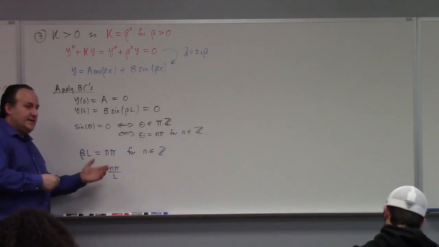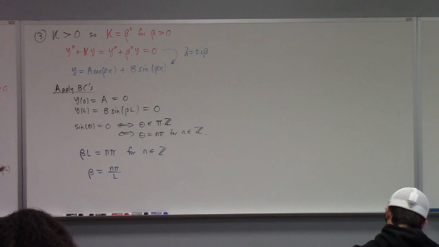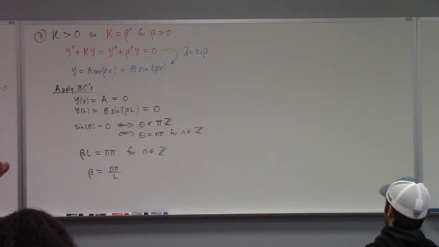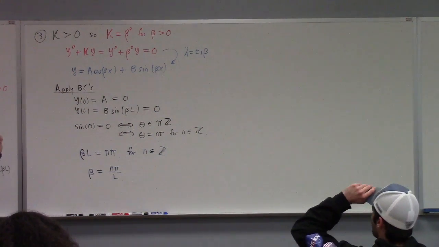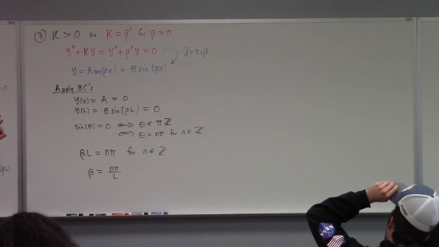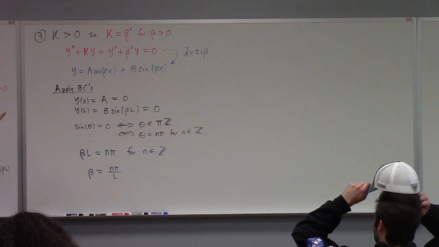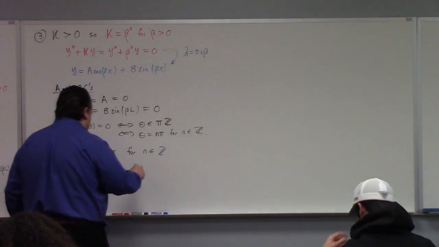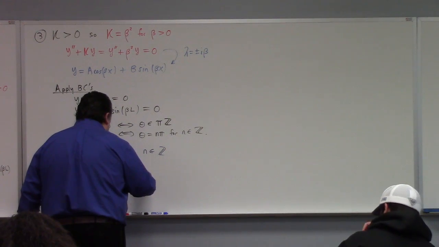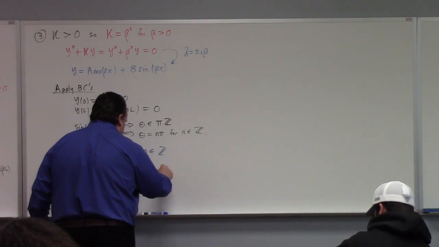So n can't be 0, and without loss of generality, we might as well suppose that n is positive. If I put n as negative, it's the same solution, because we'd just be flipping n to minus n in the cosine and sine. That's not a different solution. That's linearly dependent. So we can just, without loss of generality, suppose that n is a natural number.